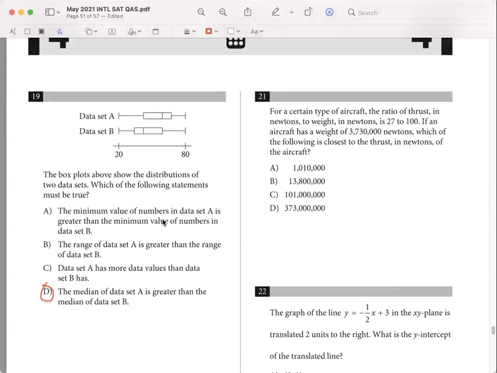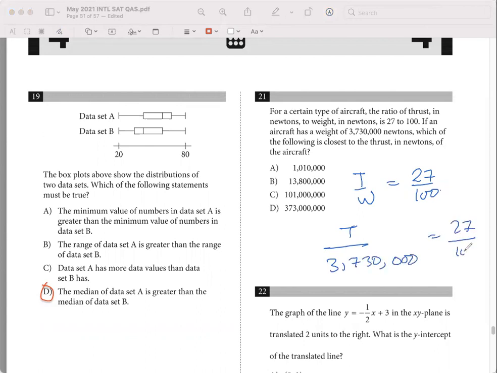21, for a certain type of aircraft, the ratio of thrust in newtons to weight in newtons is 27 to 100. If an aircraft has a weight of 3,730,000 newtons, which of the following is closest to the thrust? Okay, so thrust to weight is 27 to 100. So weight is 3730 is 27 to 100. These two zeros cancel.